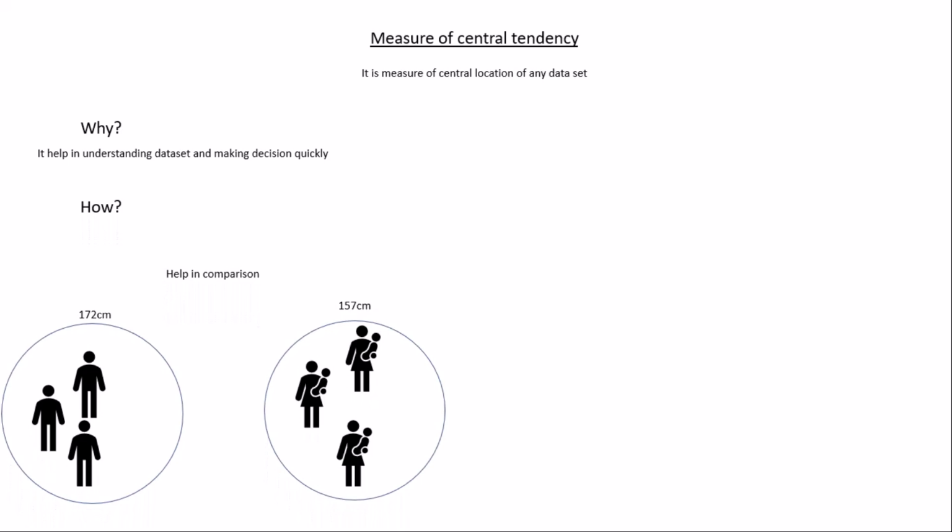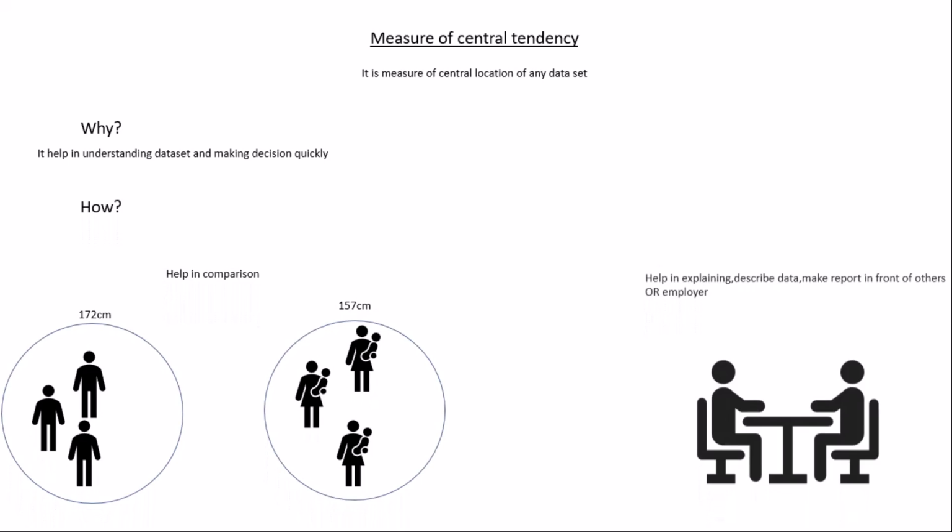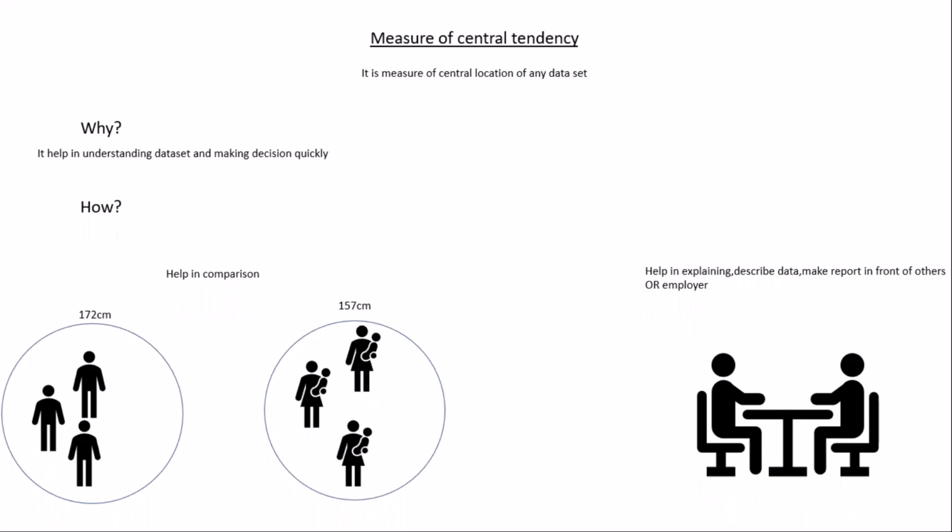This is another example you can think of. It helps you in explaining and describing data and making a report in front of the public or in front of your employer. So you can use the mean, median, mode value to represent your information in front of your employer. There is another example: suppose a businessman, he can do prediction by knowing the average sales of the company. Okay, I hope you understand how it is useful in our daily life.